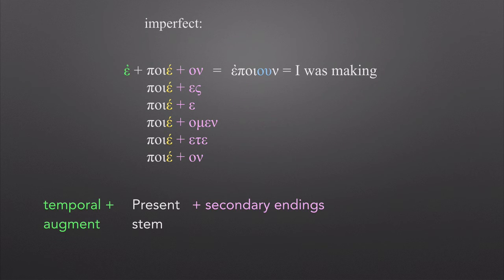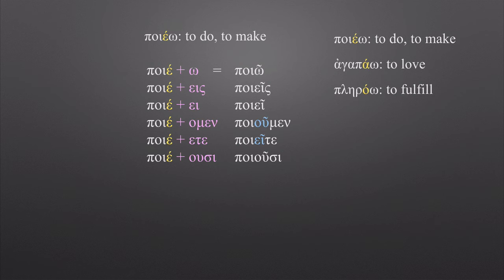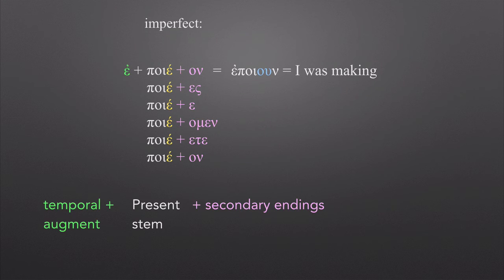The next thing to talk about is that the contract verbs only behave in a peculiar way in the present system. And by present system, I mean things that use the first principal part. So to stick with our example, poieo, we'll make the present from it, as we just did here. Here's the present tense. We'll also make the imperfect from it.